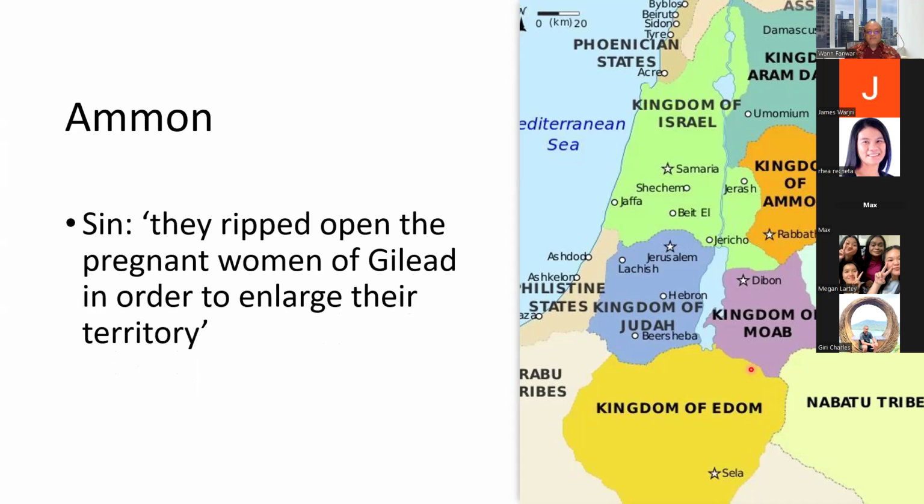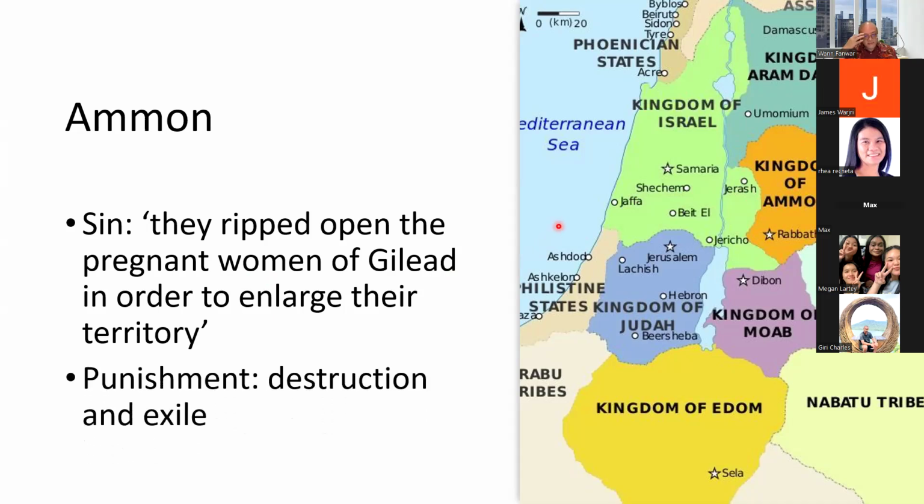They ripped open the pregnant women of Gilead in order to enlarge their territory. Think of what this is saying. Remember what happened in October 7. When Ammon invaded Gilead, this is the region of Gilead. Gilead is up here, but part of this is Gilead too. When they invaded, tried to take this territory, not so much this part, from Israel, because now Israel was weak, their method of invasion was gross. It was horrific. It was barbarous. Okay. Read what Amos is saying. And so what does God say? Destruction and exile. And they would disappear from history.